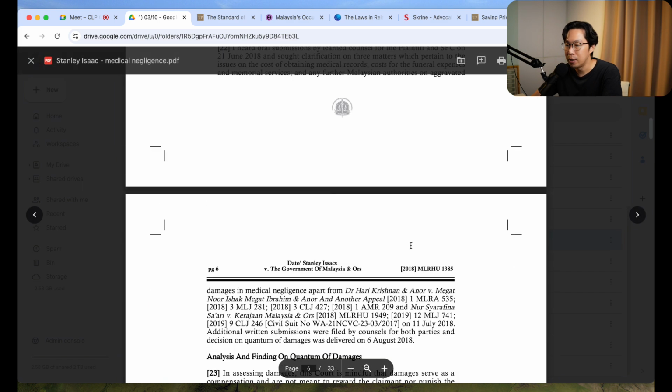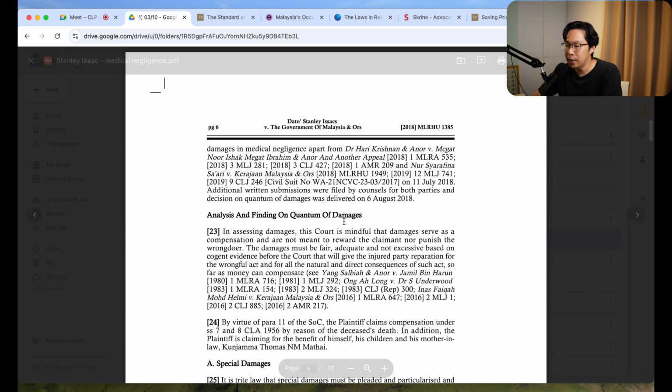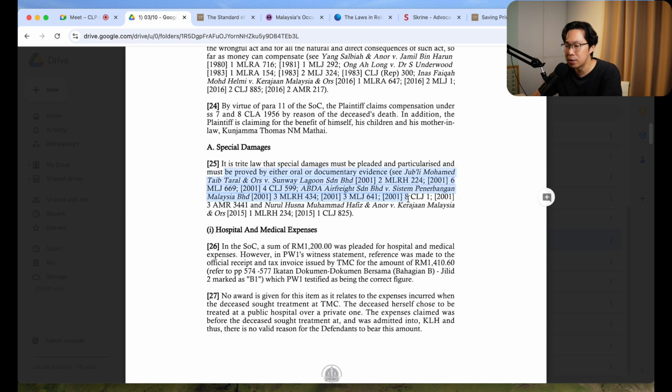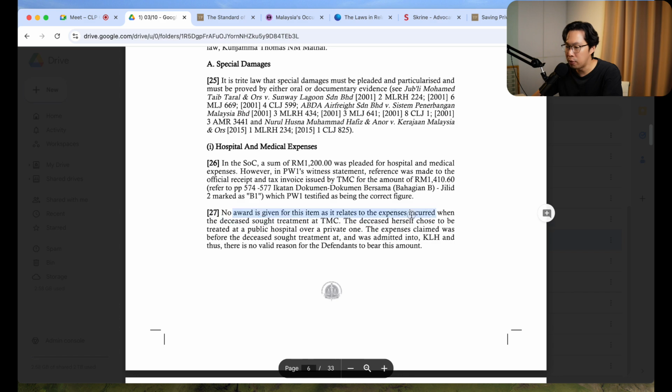Then they started off, you see, this is the part. Finding on damages, special damages. Hospital medical expenses. It was written quite well in this judgment. They separated into very clear headings. Okay, hospital. This is the one I let you claim. Okay, I don't let you claim. No award for this one.